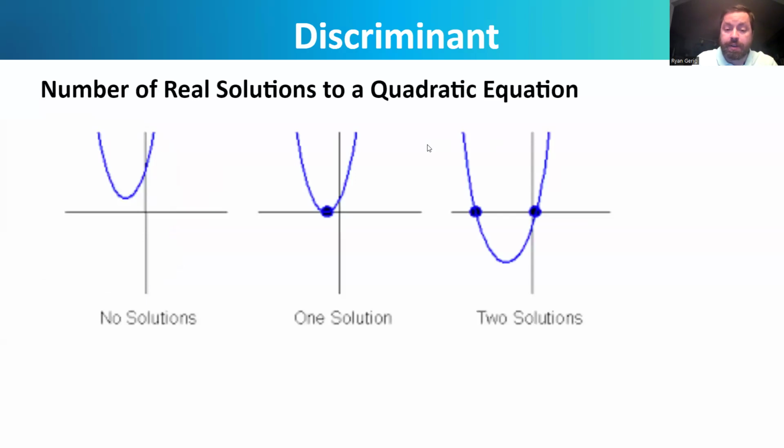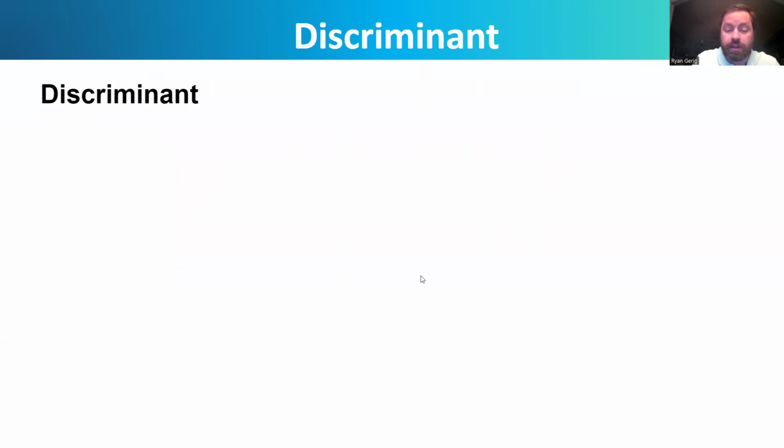If you remember from back in the graphing section, we had times when the parabola never crossed the x-axis, in which case we had no real solutions. We had times where it just touched the x-axis, which gave us one solution. And we had times where it crossed twice. And that happens a lot. But when it crosses twice, you have two real solutions. Is there a way to look at that without actually graphing?